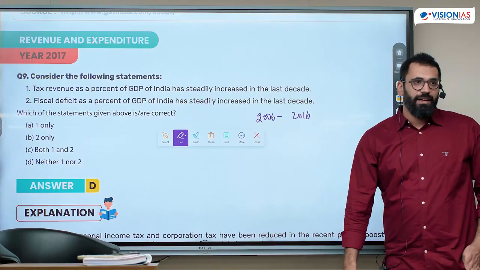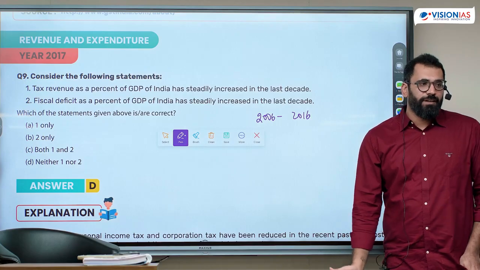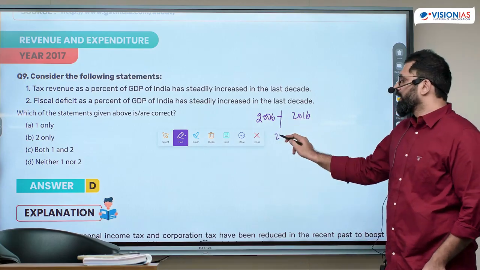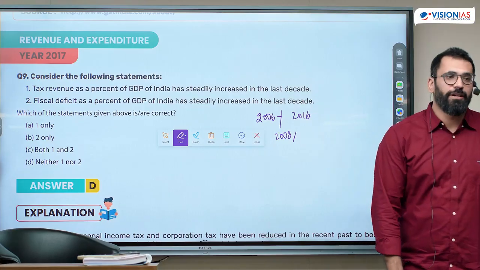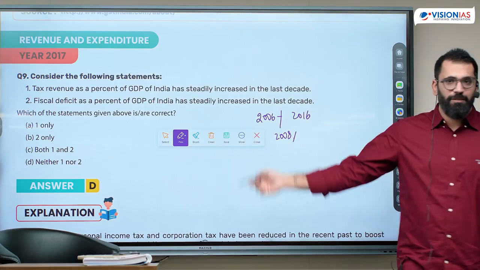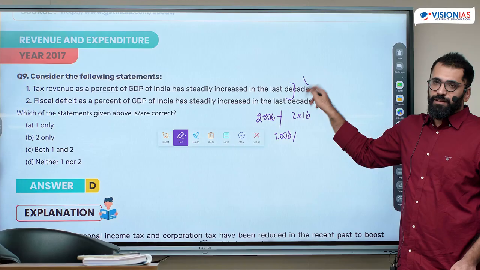Right? Is there an abnormal year here? Yes, 2000. And would my tax revenue as GDP increase steadily if I have an abnormal year? So this statement does not make any sense.